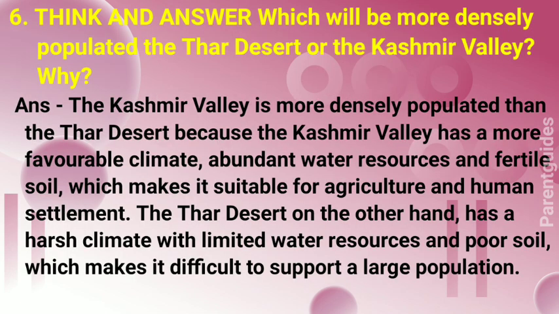6. Think and answer. Which will be more densely populated, the Thar Desert or the Kashmir Valley? Why? Answer. The Kashmir Valley is more densely populated than the Thar Desert because the Kashmir Valley has a more favorable climate, abundant water resources and fertile soil, which makes it suitable for agriculture and human settlement. The Thar Desert, on the other hand, has a harsh climate with limited water resources and poor soil, which makes it difficult to support a large population.